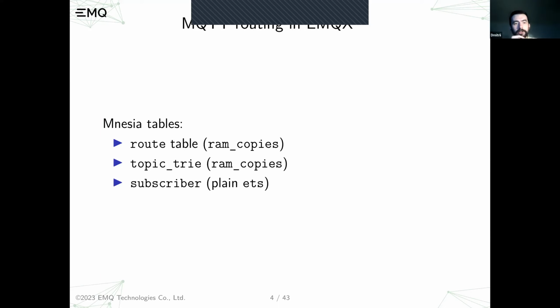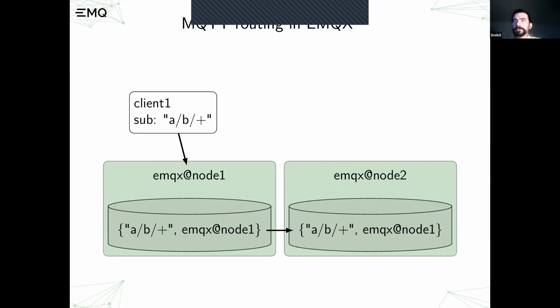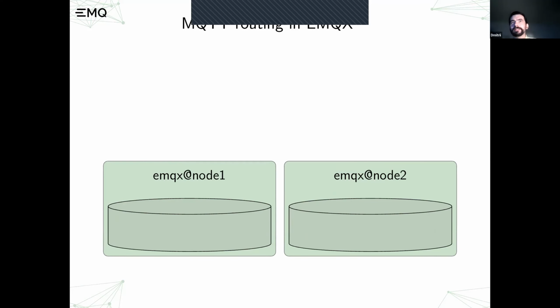Routing table and topic tree tables are accessed pretty much every time the broker receives a new message. So it is very important for us that the query time is minuscule. And with Mnesia RAM copies, we could read the routes directly. So there were some nice pictures of how EMQX routes messages. I will have to be very quick.